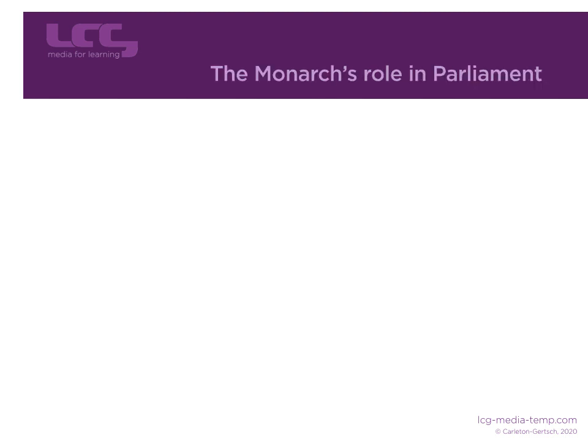So, what is the monarch's role in Parliament? Well, one of the most important things is granting royal assent. Once a bill has been passed by both houses of Parliament, it gets taken to the monarch and the monarch has to sign it. Only then does it become an act of Parliament. Now, this is a formality. The last time the monarch refused to do so was over 300 years ago, but nevertheless, it's an important formality.